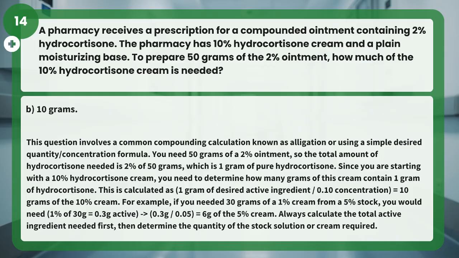For example, if you needed 30 grams of a 1% cream from a 5% stock, you would need 1% of 30 g equals 0.3 g active, then 0.3 g / 0.05 equals 6 g of the 5% cream. Always calculate the total active ingredient needed first, then determine the quantity of the stock solution or cream required.